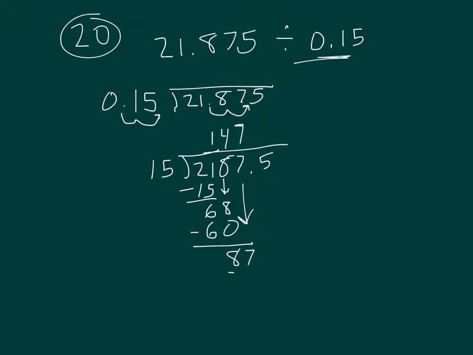5 times 15 is 75. I subtract that, I get a 12. Bring down the 5. 15 goes into 125. I'm not sure. It goes into 150 10 times.